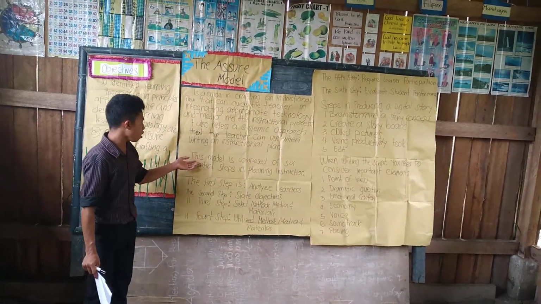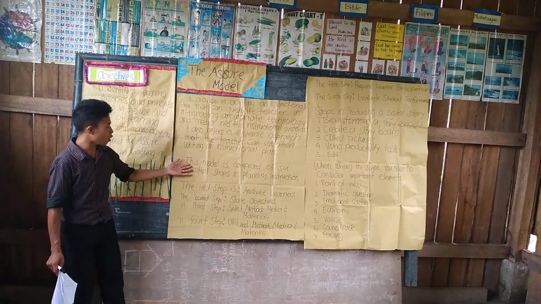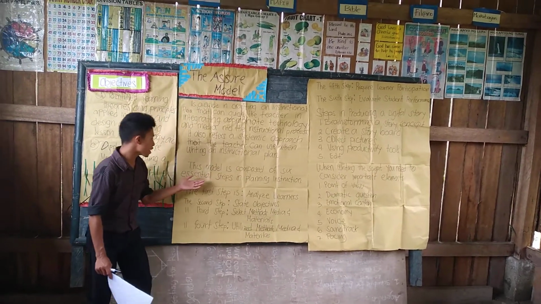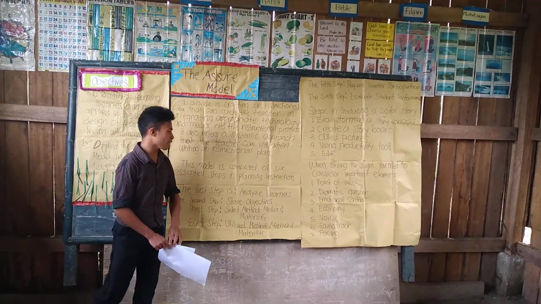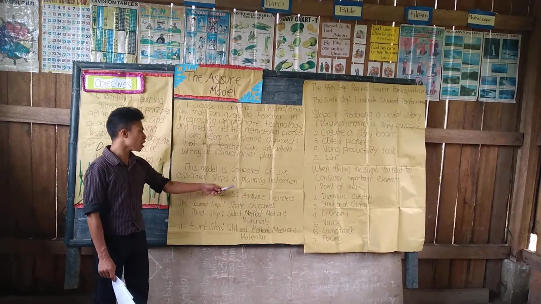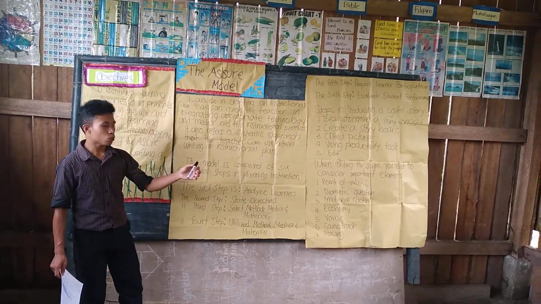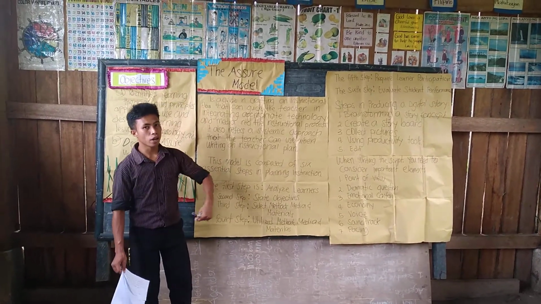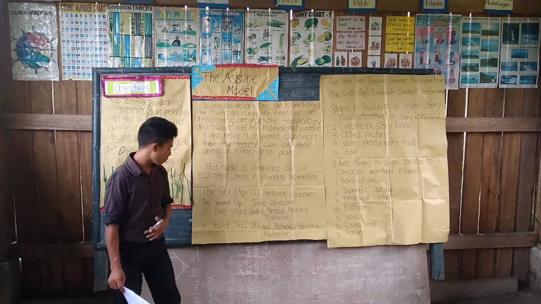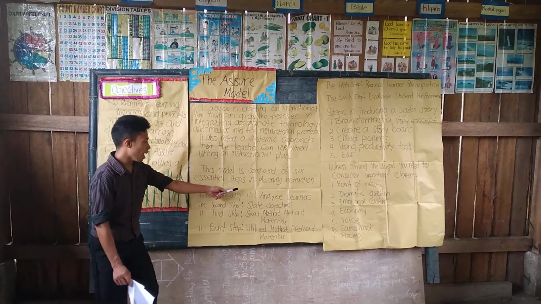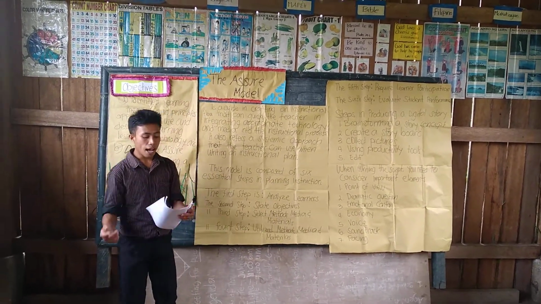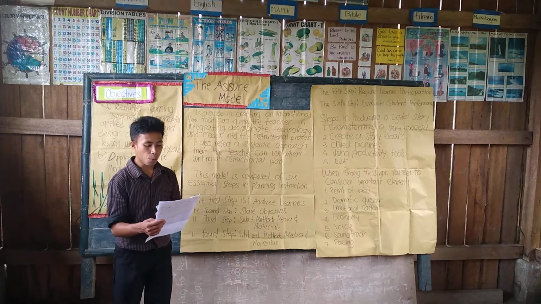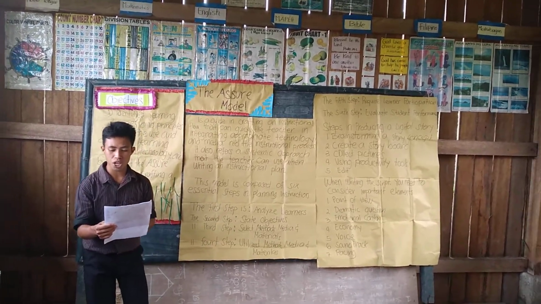This model is composed of six essential steps in planning instruction. So we have here the six steps for planning the instruction better, on how we deliver our topic clearly. The first step is analyze learners. Analyze learners means having the learner as the center of the instruction process.